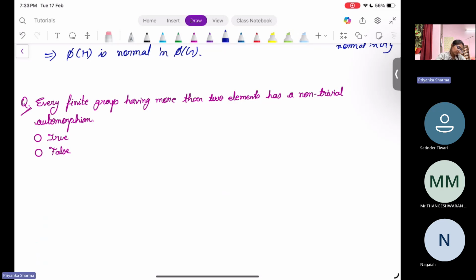Consider the statement: every finite group having more than two elements has a non-trivial automorphism. Is this true or false?